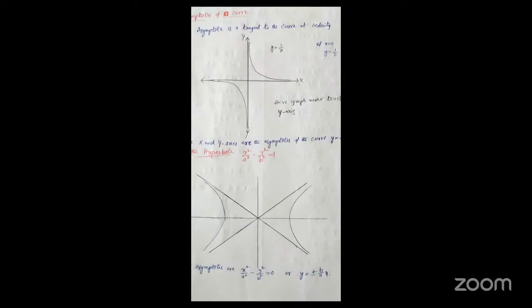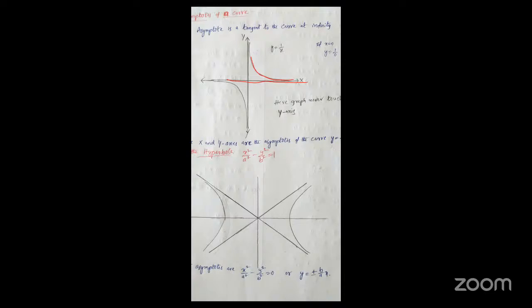As the x values are increasing from 0 to infinity, the curve is coming closer and closer to the x-axis. So it may touch at infinity. Therefore, here this line, that is the x-axis, touches the curve at infinity. So therefore, the x-axis is an asymptote of the curve.